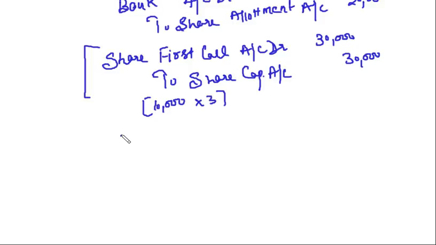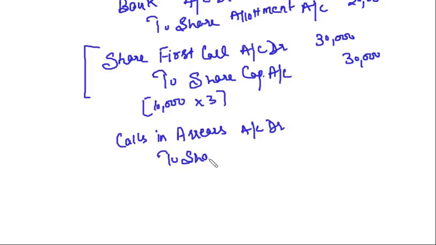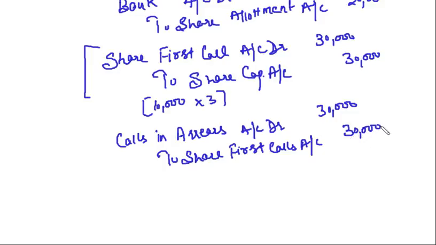What I will write? Calls in arrears. I have received nothing in the bank. Calls in arrears account debit. I will close the call account, right? In this case, I will close call account. Remember, calls in arrears method 2, right? How much? 30,000. Clear? Now, this much we have done. This is a very simple problem till this point, right?